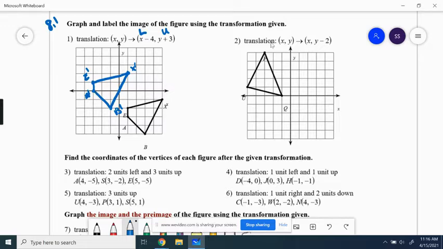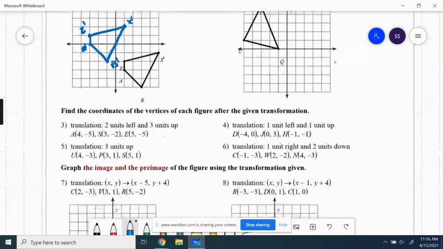All right, so pretty similar for number 2. I just want to mention here that it looks like x is just staying at x, so that just means for this translation, we're not moving it left or right. We're just moving it up or down. So what does -2 mean? Is that moving it up or down? I'll let you guys do that one.